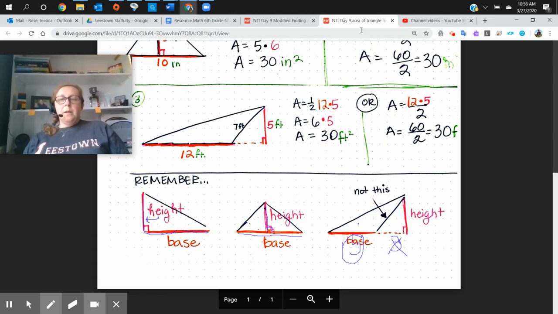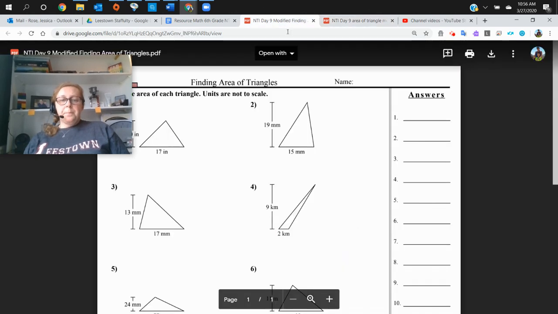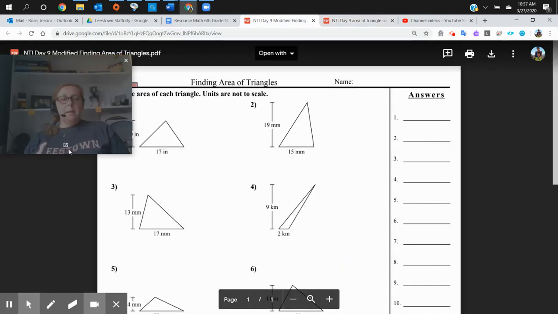I'm going to go ahead and click over to the worksheet, the assignment. Okay, move myself back down here, going for a ride, yay. Hold on just a second. There we go.